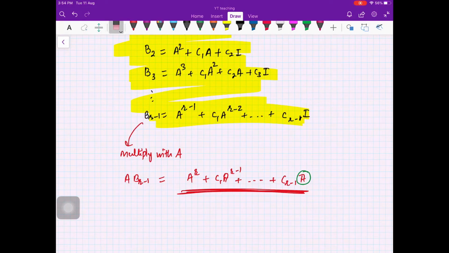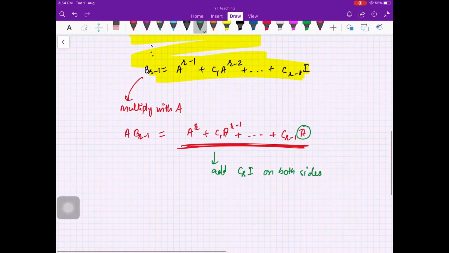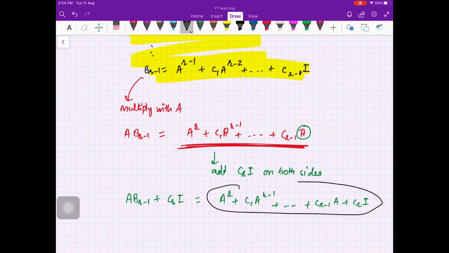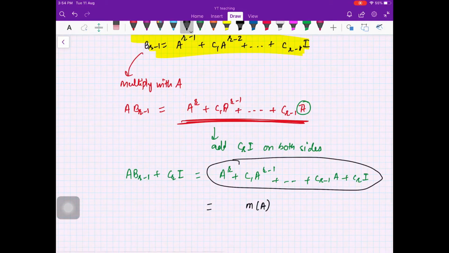Let me do it in the next line. Add c(r) I on both sides. So you get A B(r-1) plus c(r) I is equal to A raised to power r plus c1 A raised to power r minus 1 plus so on, c(r-1) A plus c(r) I. Now what is this quantity? This quantity is m(A), the minimal polynomial where t is replaced by A. Now we know by definition A satisfies its minimal polynomial, so this is 0, right?